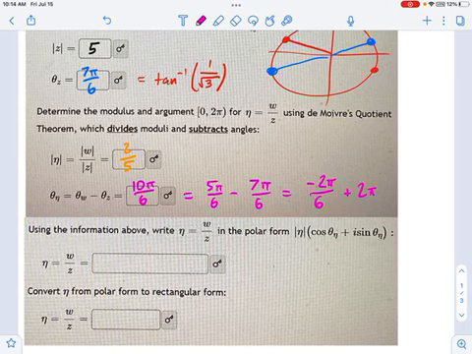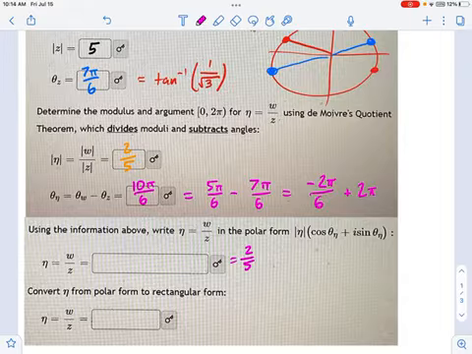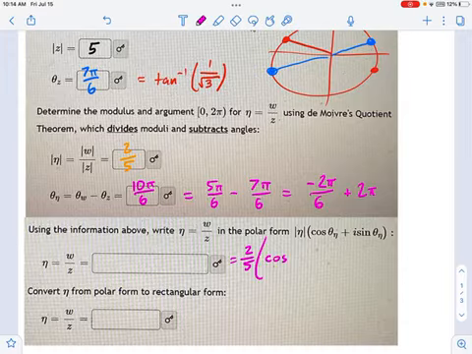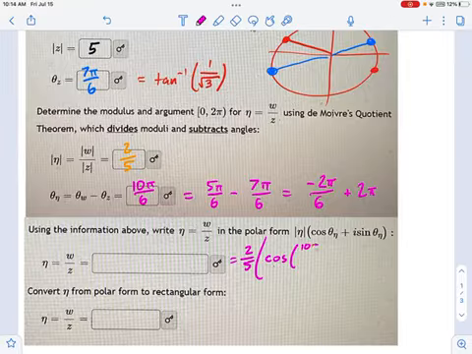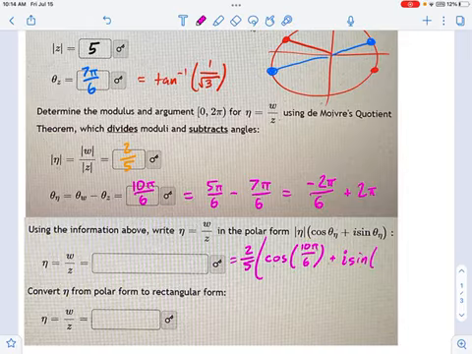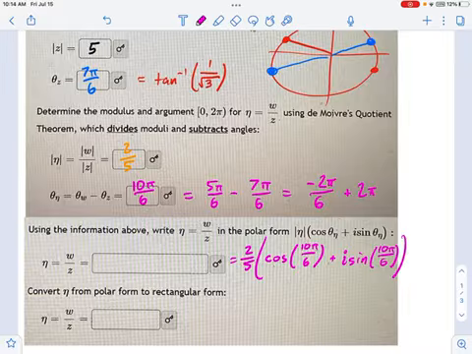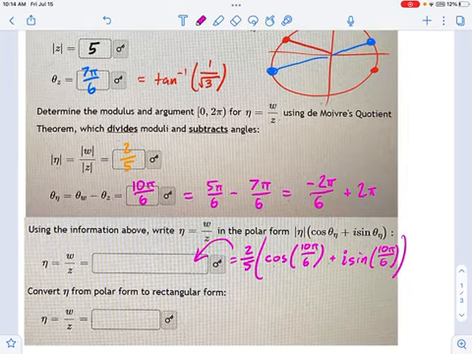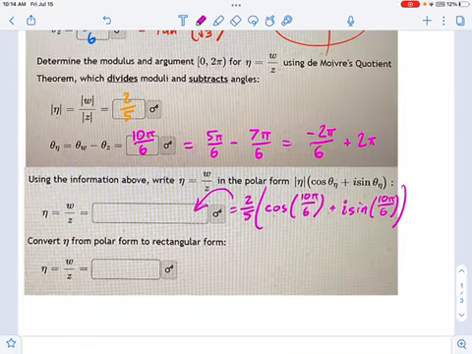So you'll see the way that works. Eta is just 2/5, right? And then we have cosine of 10 pi over 6, or 5 pi over 3 if you prefer, plus I times sine of, again, 10 pi over 6. Close out the parentheses, and we are done. That is polar form. Now, if you want to change it to rectangular form, take this last step right here.